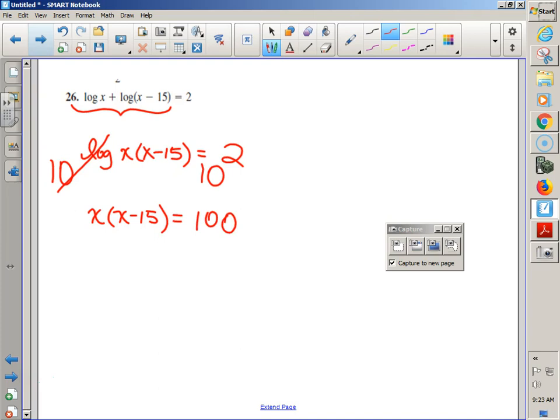Now pause. Everyone look up here. What's something I'm at least a little worried about, which you should have mastered a long time ago? Because some of you look at this and you're like, no problem. X equals 100 or x minus 15 equals 100.